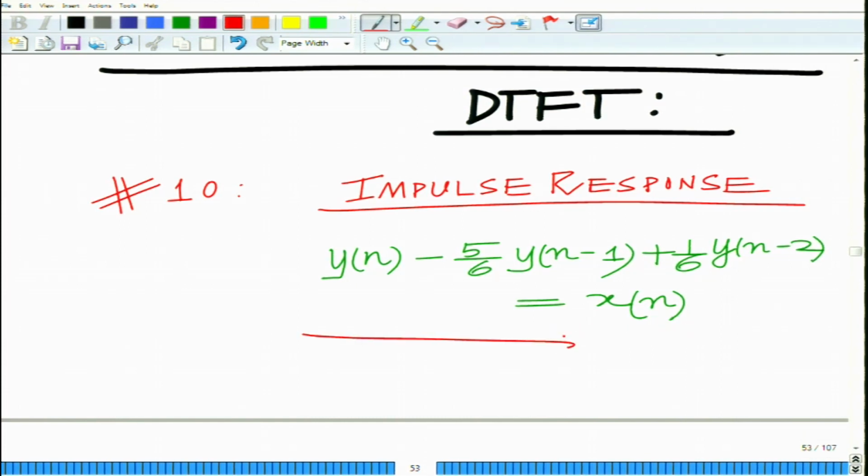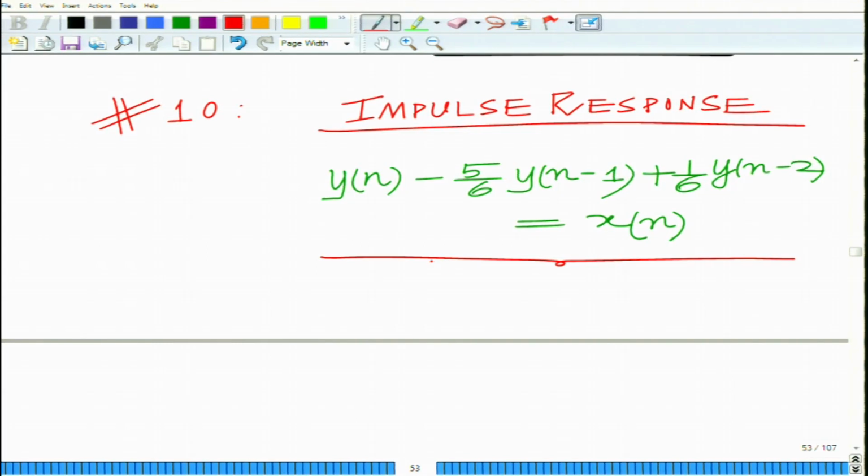So, this is the discrete time difference equation, something very similar to a differential equation for continuous time. In fact, this is a constant coefficient difference equation. Alright, we have seen how to derive the impulse response from the constant coefficient difference equation using the discrete time Fourier transform.